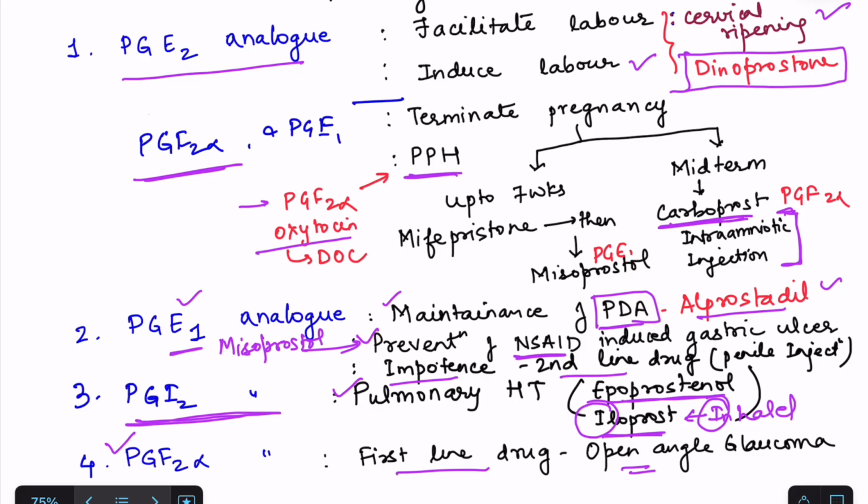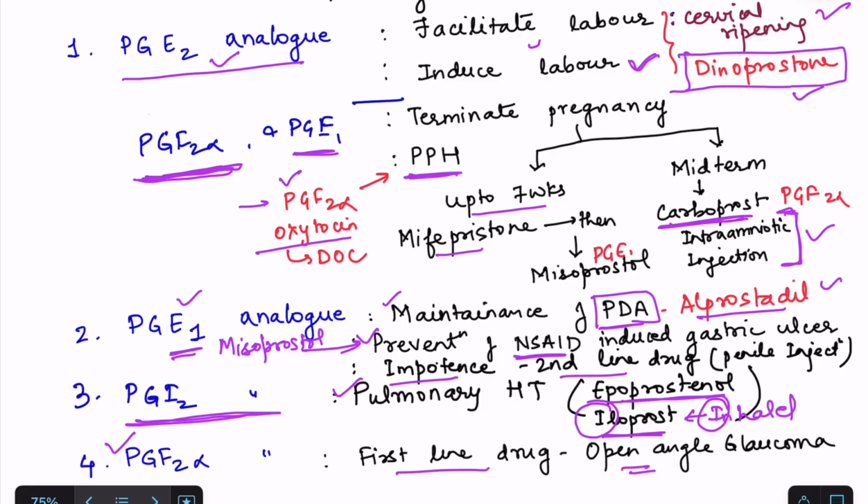We have seen PGE2 analog, that is the dinoprostone, which is used to facilitate labor by cervical ripening. It is given intravaginally. So it is kept in the vagina and it facilitates labor by causing cervical ripening, or it can also be used to induce labor. Then we have PGF2 alpha analogs, which can be used for termination of the pregnancy, both PGE1 analog also and PGF2 alpha analog also. PGE1 analog is used up to 7 weeks along with mifepristone. PGF2 alpha analog is given by intraamniotic injection, that is carboprost is given by intraamniotic injection. Then for postpartum hemorrhage, we have PGF2 alpha analog, that is carboprost, right?